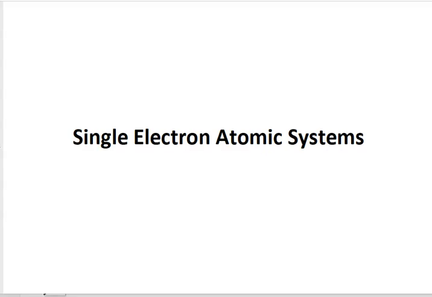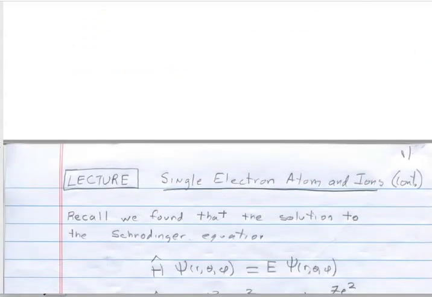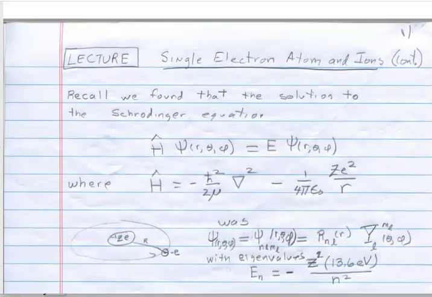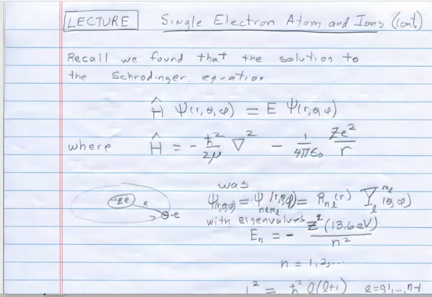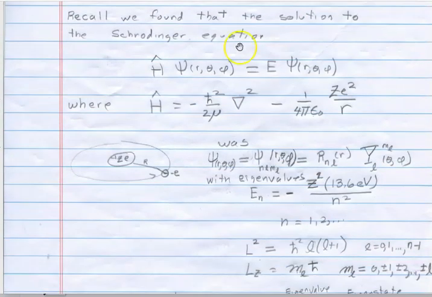Last time we solved the Schrodinger equation for a single electron atom or a single electron ion, and let's really review some of the aspects of it. Maybe introduce some language for talking about these. We found the solution to the Schrodinger equation, in which the Hamiltonian operator operates on a quantum mechanical wave function, in this case in spherical coordinates. And if you operate, then you get the energy times that wave function back again.